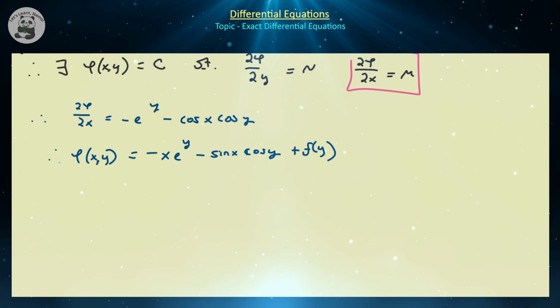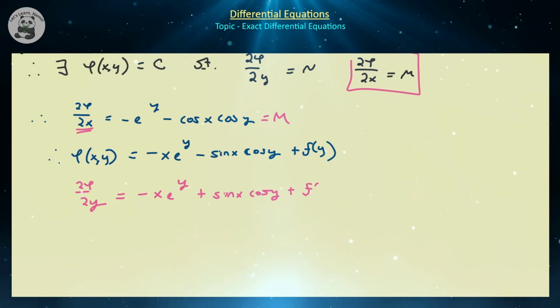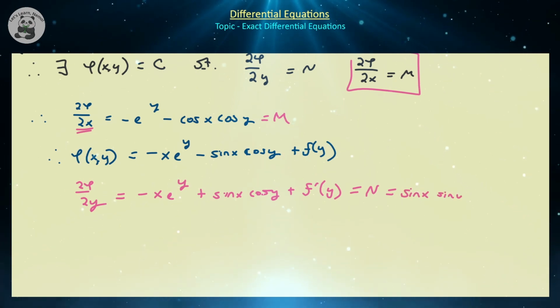And now, instead of doing the partial derivative with respect to x, now we're going to take the partial derivative of phi with respect to y. And keep in mind the partial derivative of phi with respect to x was equal to M. The next one's going to be equal to N. So this is going to be equal to what? The derivative of that term is going to be equal to minus x e to the y. The derivative of cosine is minus sine, so we're going to have plus sine x cosine y plus the total derivative of f with respect to y. And remember, this is going to be equal to N. And N was equal to, what was our N? N was sine x sine y minus x e^y.